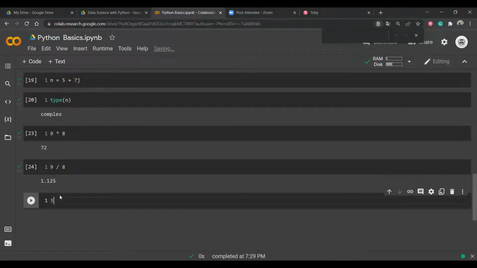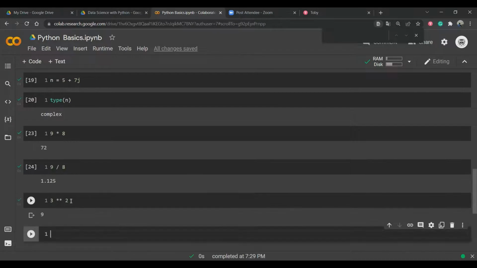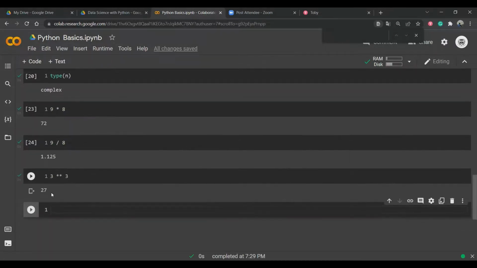So if I want to find the square of 3, it is possible. For the cube, just write 3 over here, then you will be able to find the cube. So a power is also possible in this simple way. That is why Python is a very easy language to understand.